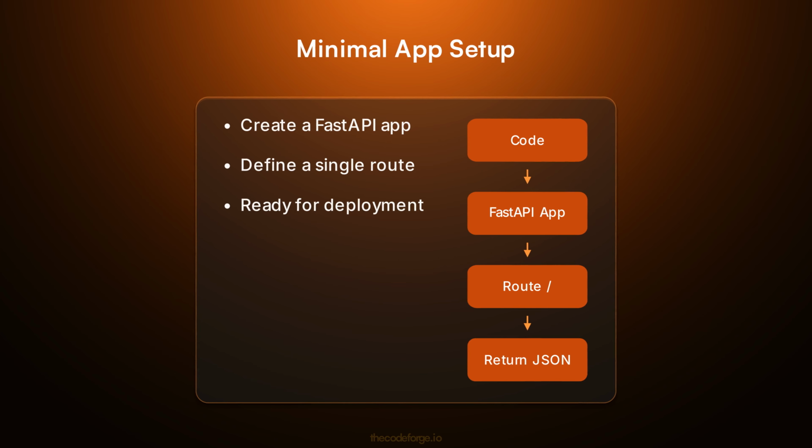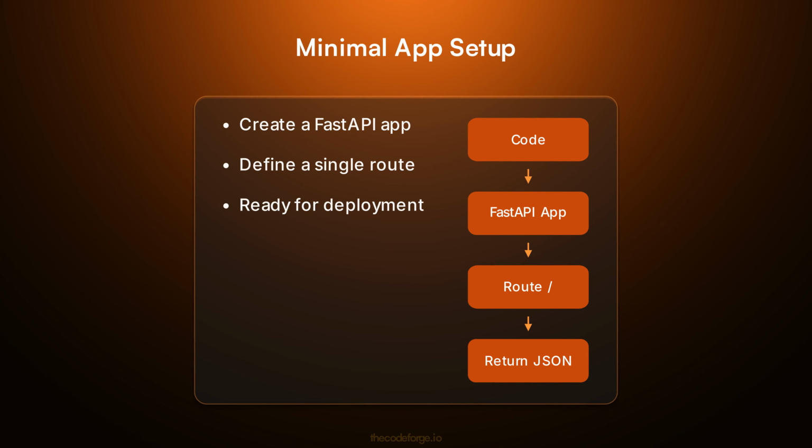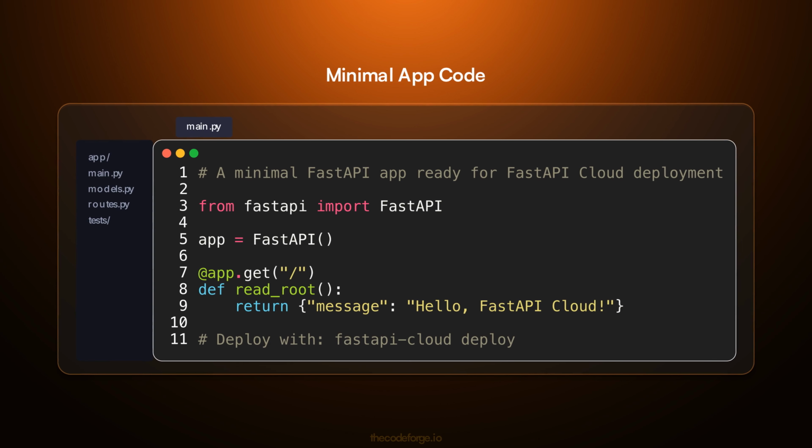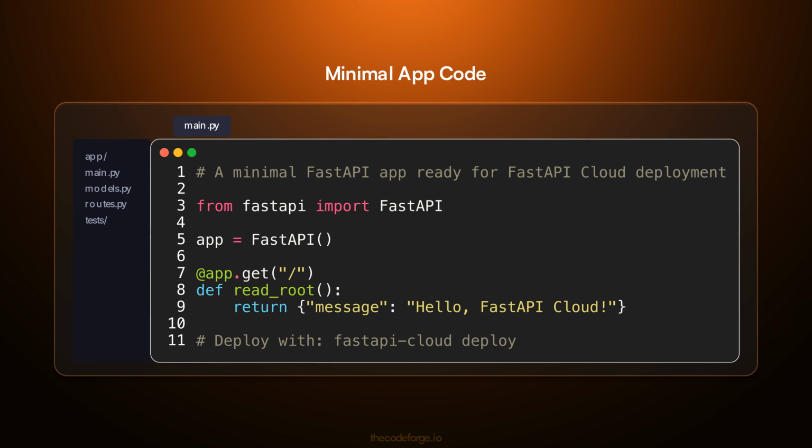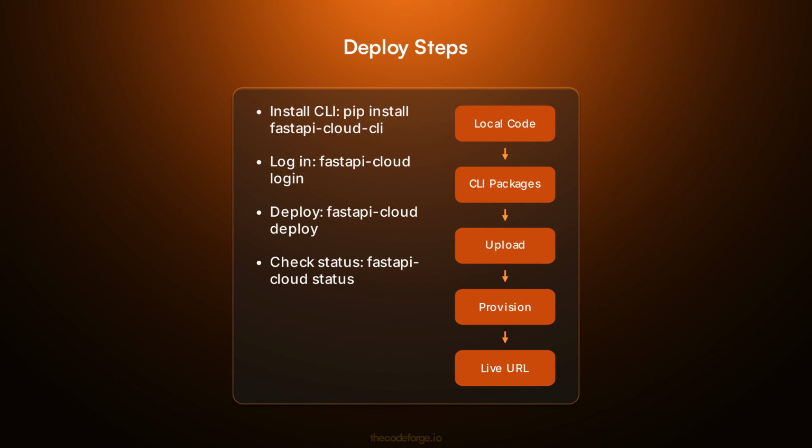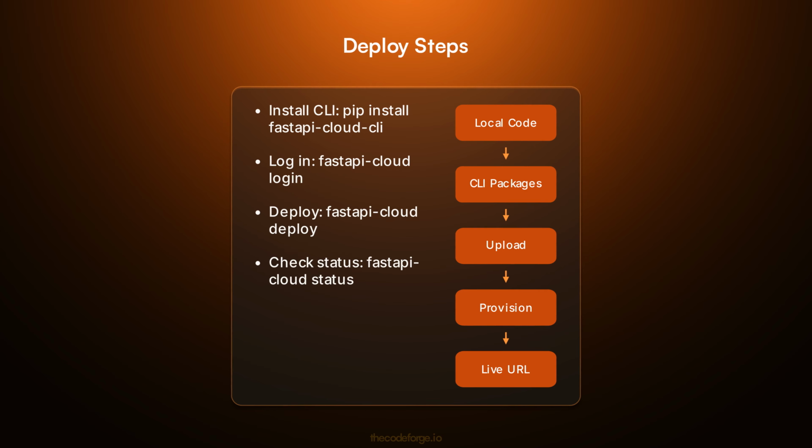Here's a minimal FastAPI app ready for FastAPI Cloud. It has one route that returns a JSON message. You'll deploy this with a single CLI command. This is the entire app. Save it as main.py, then run fastapi cloud deploy from your terminal. That's it. The CLI handles packaging your code, uploading it, and provisioning infrastructure. Under the hood, it builds a Docker image, starts a load balancer, and sets up HTTPS automatically.